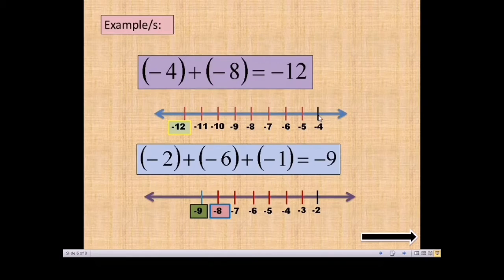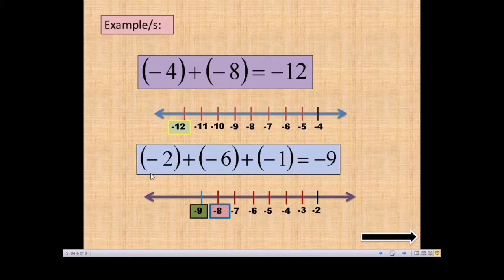So negative 4, negative 5, negative 6, negative 7, negative 8, negative 9, negative 10, negative 11, negative 12. Therefore, our answer, which is negative 12, is correct.